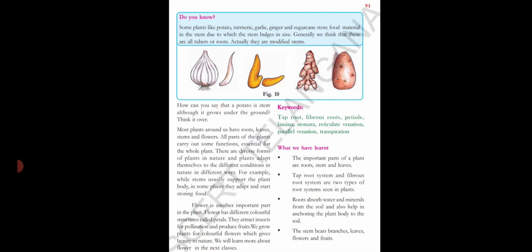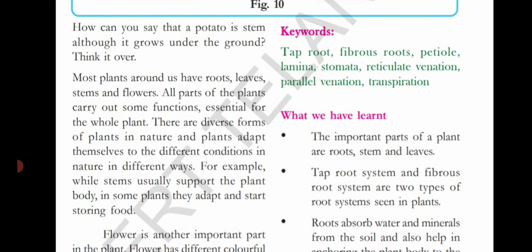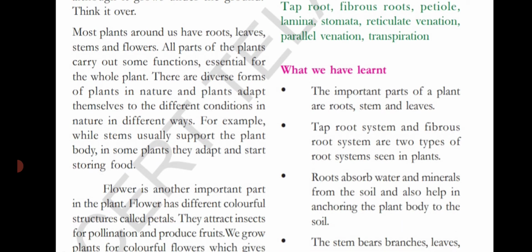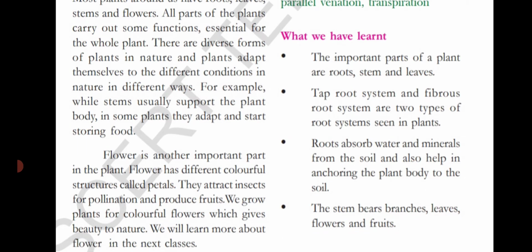Most plants around us have roots, leaves, stems and flowers. All parts of the plants carry out some functions essential for the whole plant. There are diverse forms of plants in nature, and plants adapt themselves to the different conditions in nature in different ways. For example, while stems usually support the plant body, in some plants they adapt and start storing food, like a potato. And a flower is another important part in a plant.